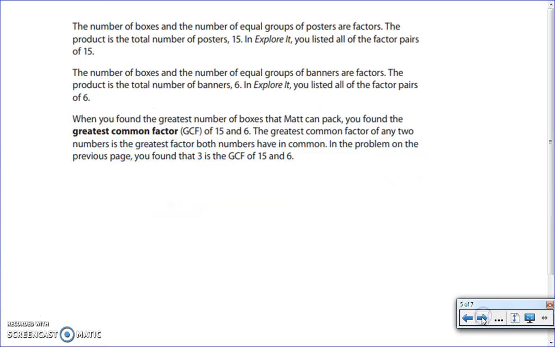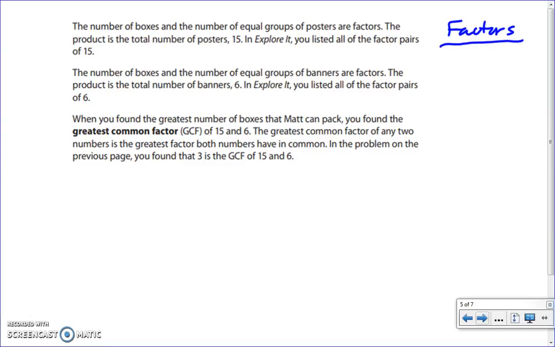That's called the greatest common factor. The number of boxes and the number of equal groups of posters are factors. Those factors are numbers that multiply to get to a product. So, for instance, let's do a little example out here on the side, because I want to be very clear about this. Factors are different than multiples.